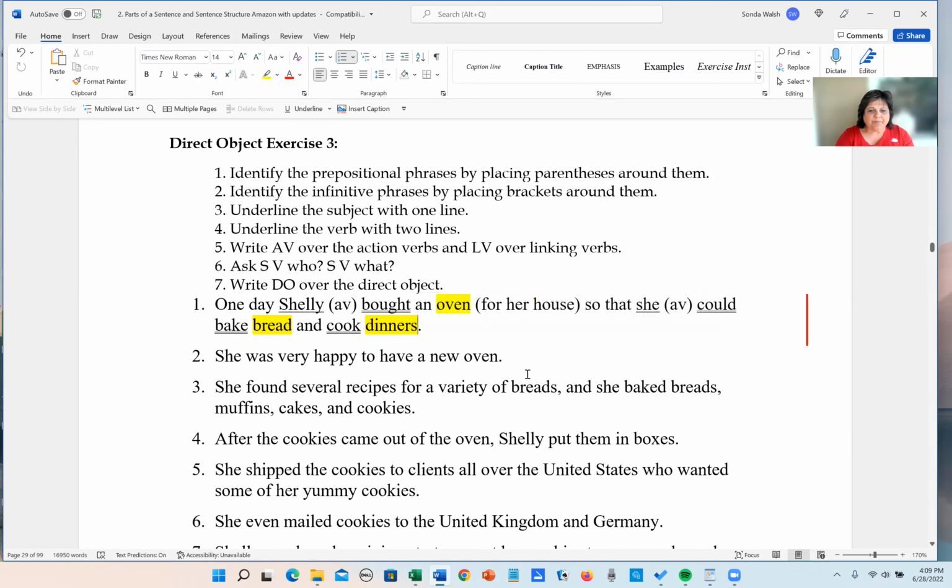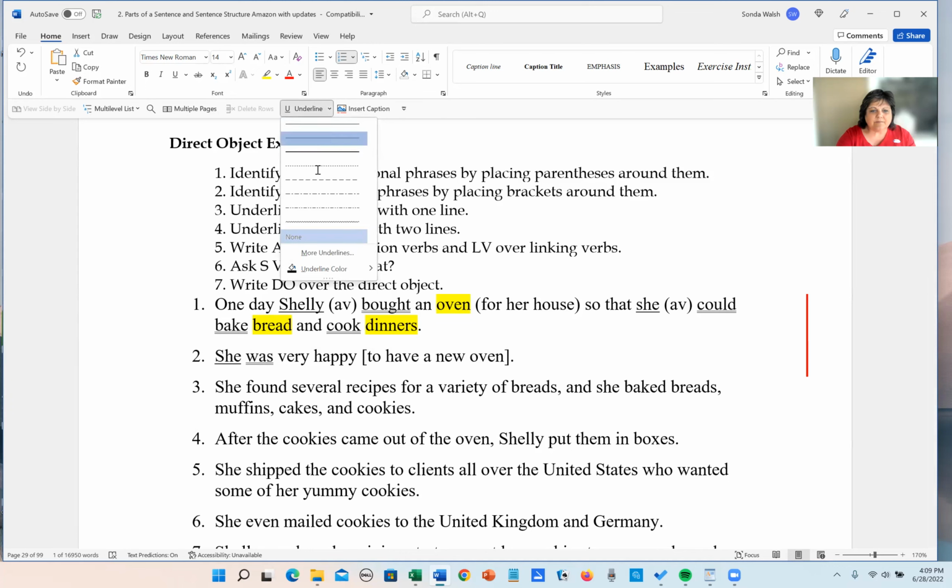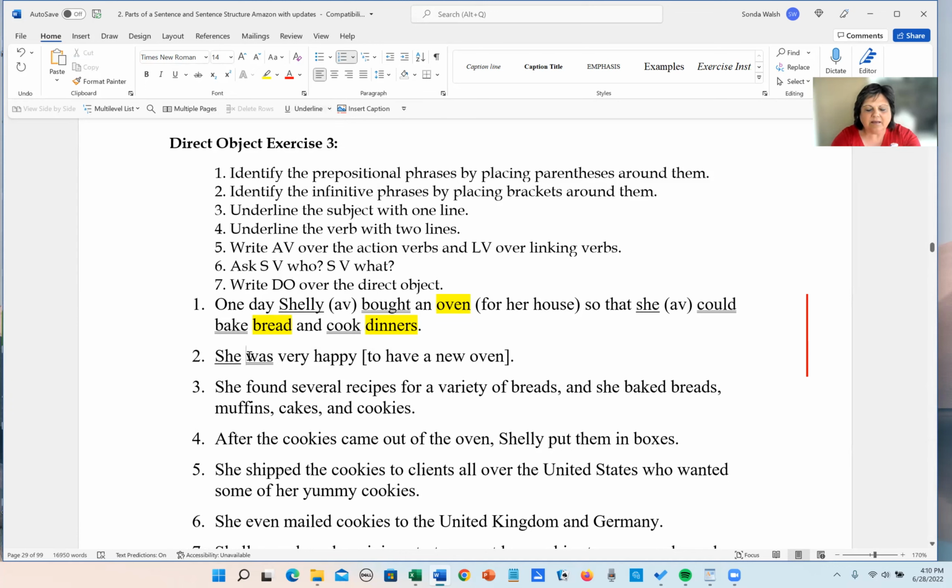Okay, number 2, we need to identify our infinitive phrases. To have a new oven is an infinitive phrase. We need to find our subject. She is our subject, underline that. Was is a linking verb. Okay, so we're going to say LV here, and that is all we need to do because we will not have a direct object in a sentence with the linking verb.